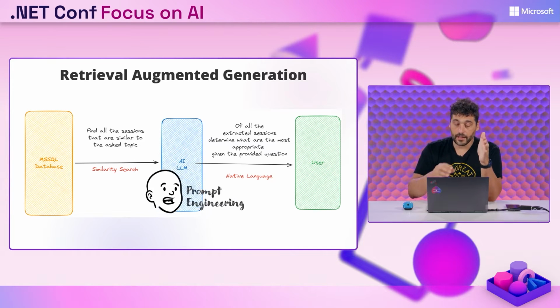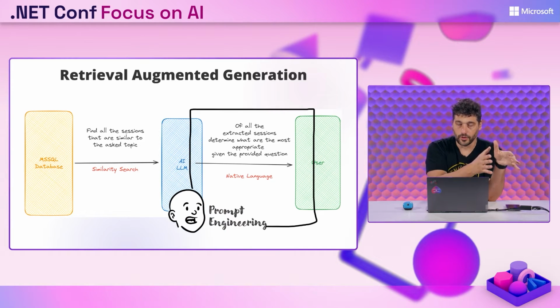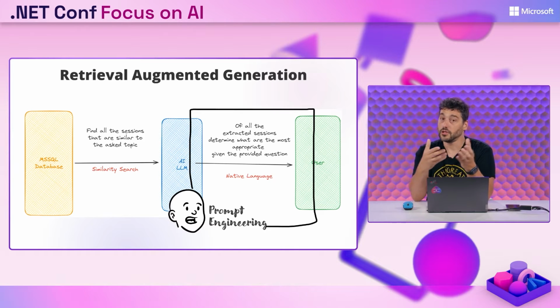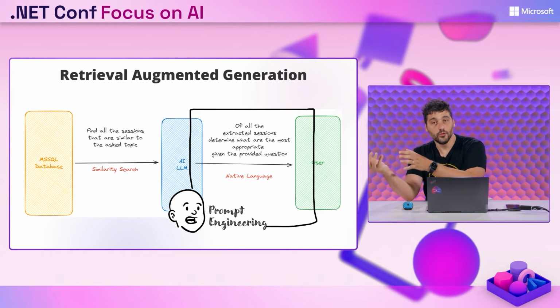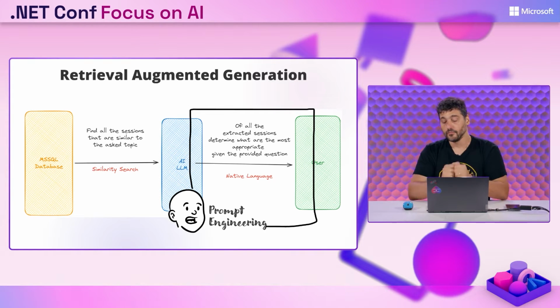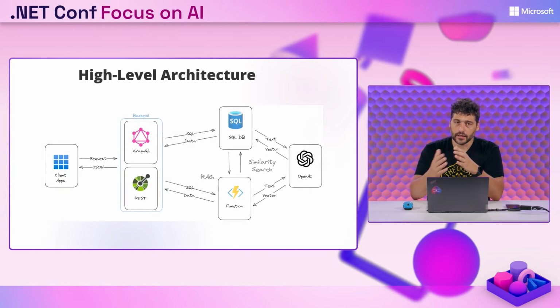So the first step is similarity search. That's why we need the vector search. And the second step is sending to the AI model the result of the first step and explaining to the AI model, using prompt engineering, what it needs to do with the data I'm providing, so that it can provide me the answer I need. So that's what we need to build, and that's what we are doing, and we are doing it with the aid of some Azure services.